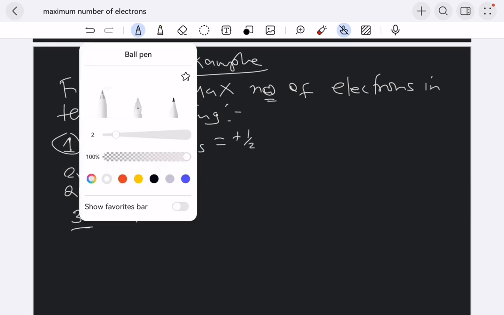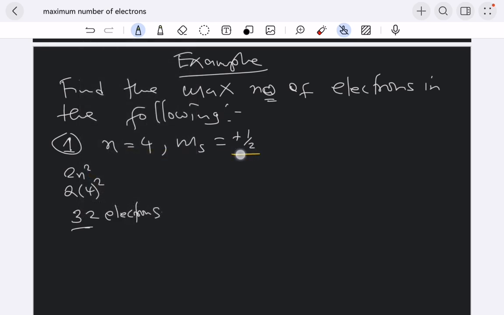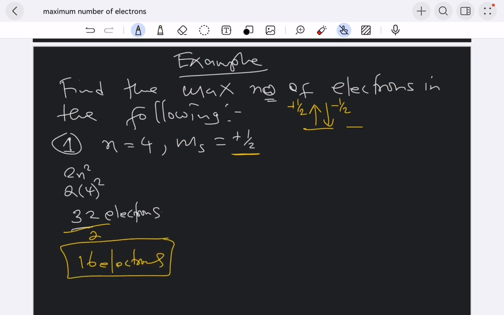Now, if I look at the requirement, those electrons are supposed to be in the upward spin direction. So from there, we know that there can only be 2 directions. It's either positive or negative. So it means half of these electrons, 16, are the ones satisfying the given condition.